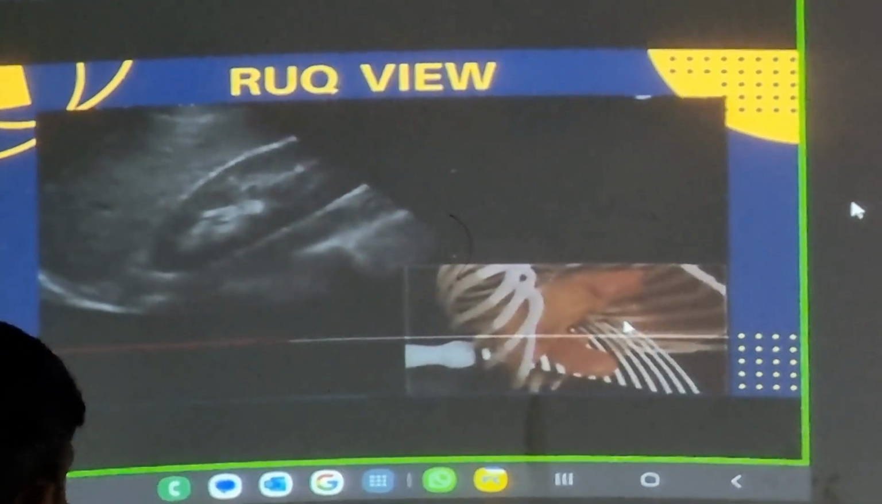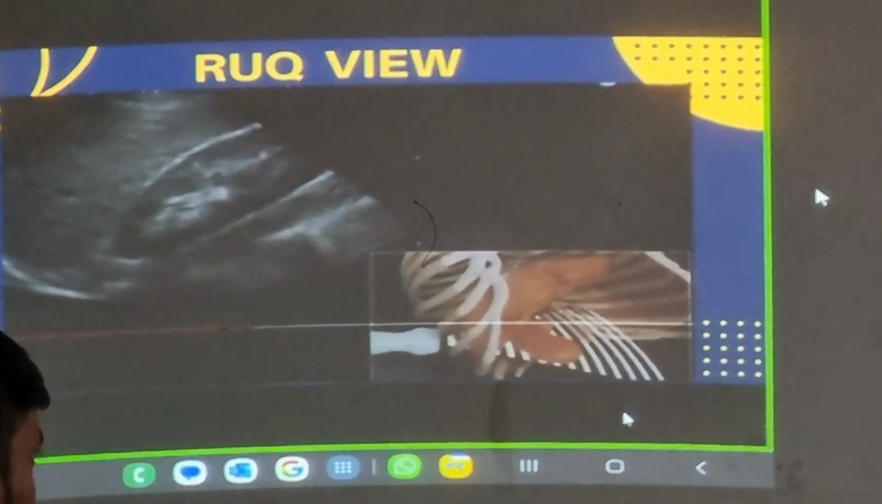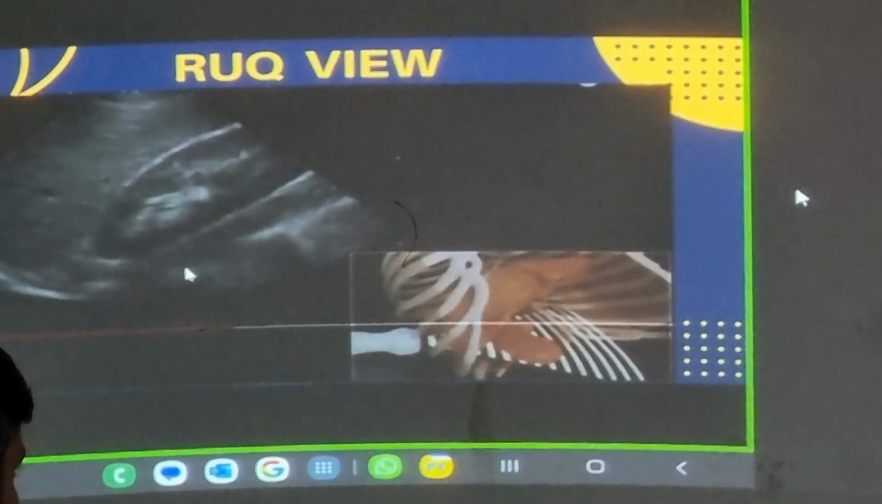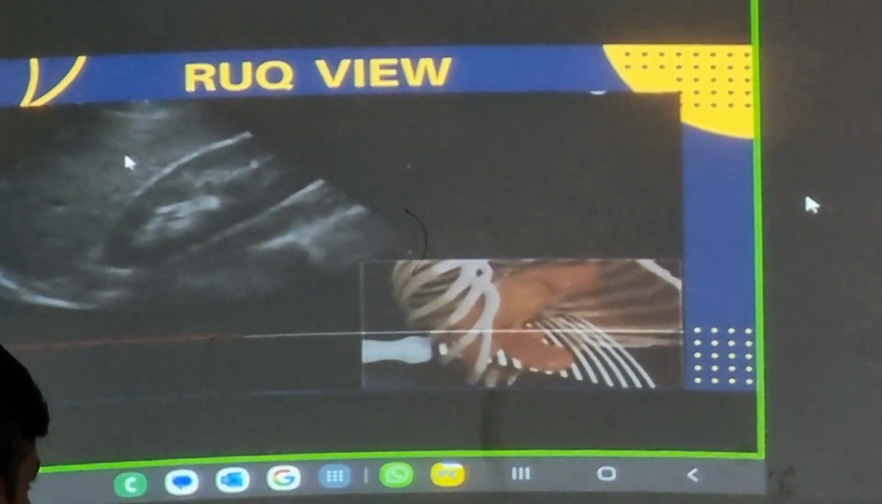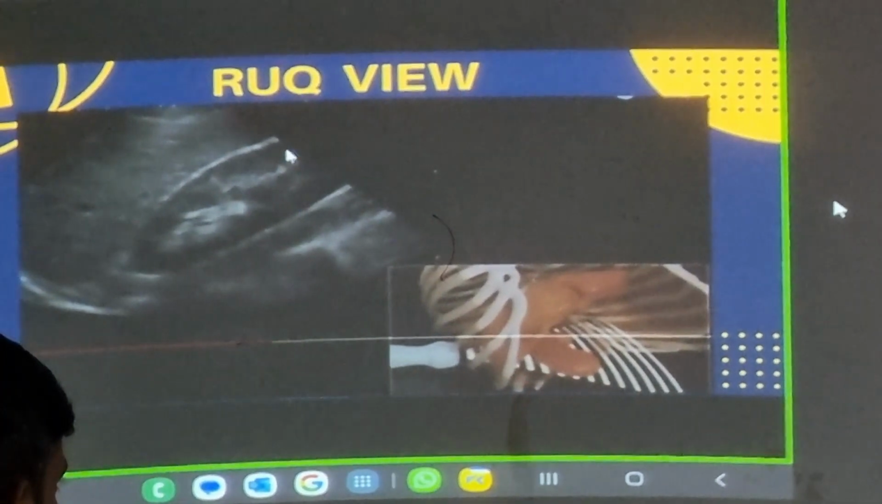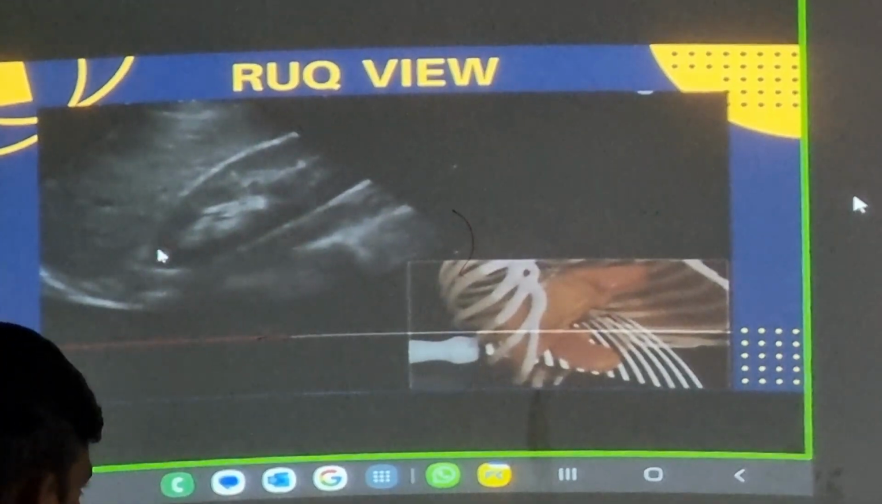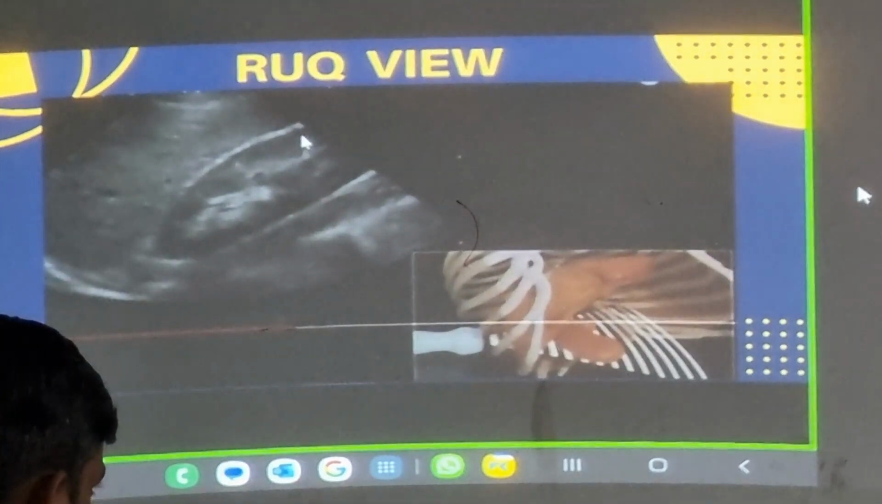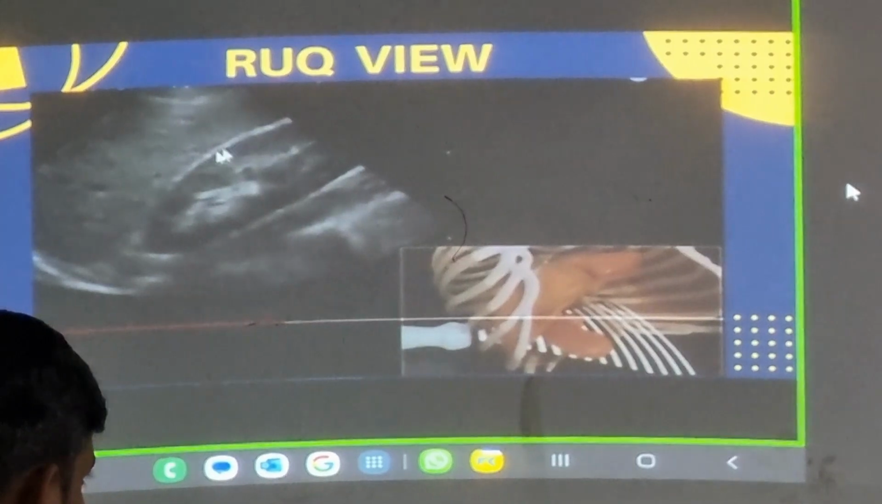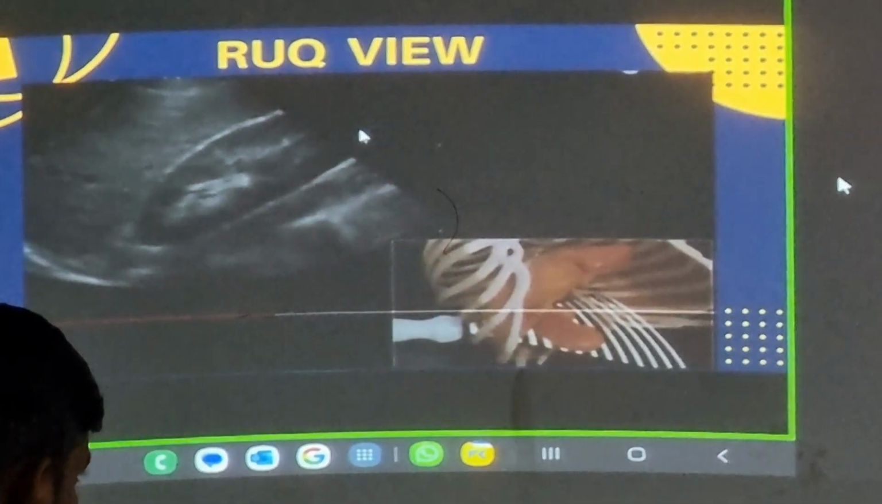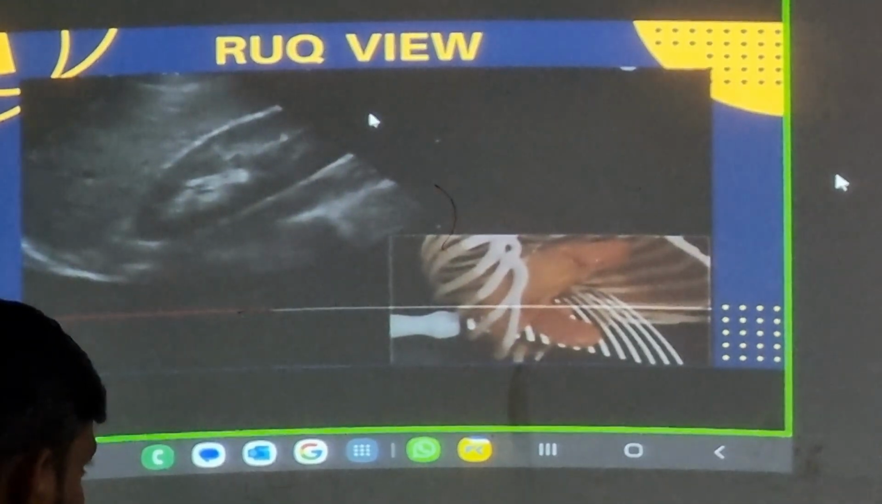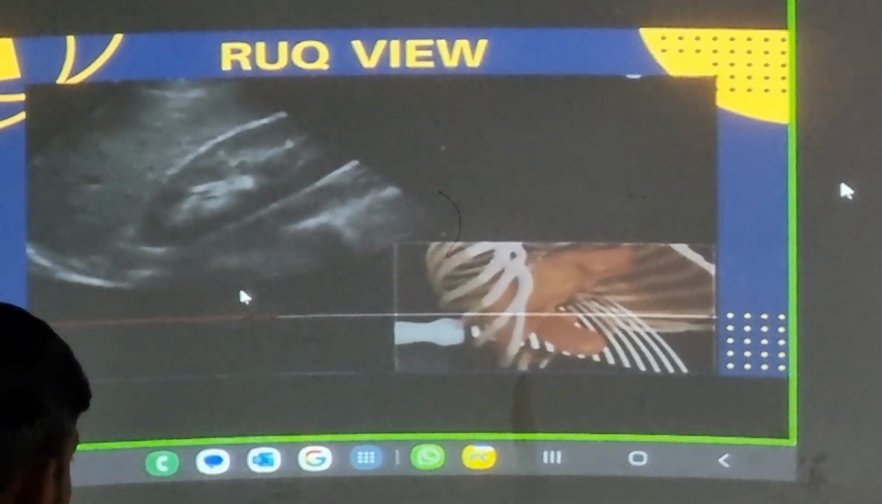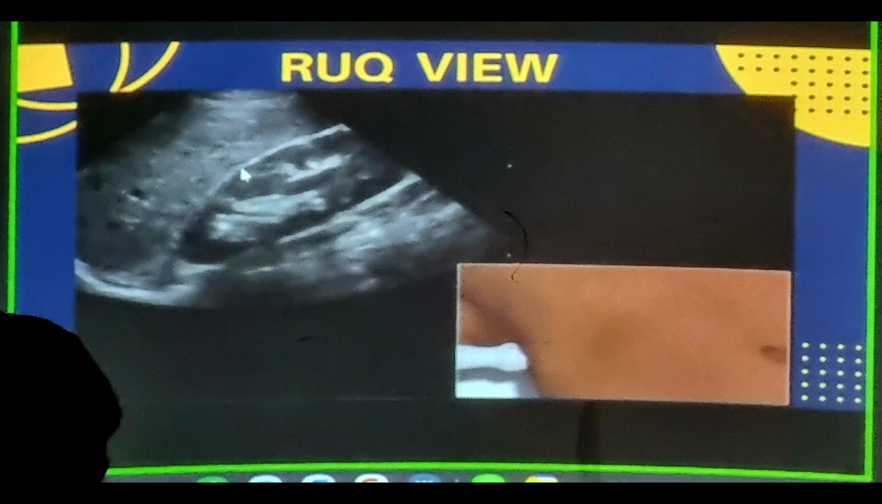This is where your probe was, shining the beam of sound to the right hypochondrium. And this is what you see, and this is the liver, this is the kidney, and in between you've got a space which, if filled with free fluid, will appear like this. This area jet black. Okay? So have a look at this image first.